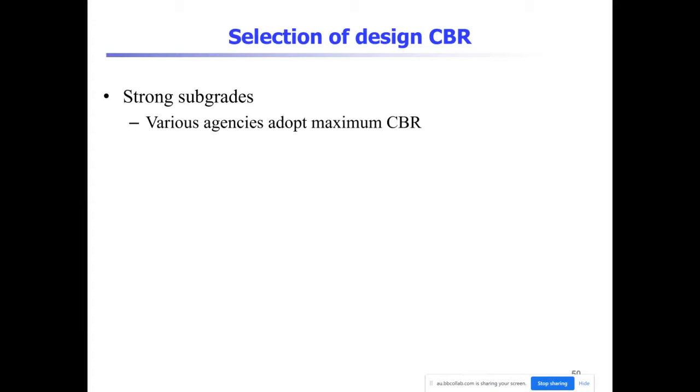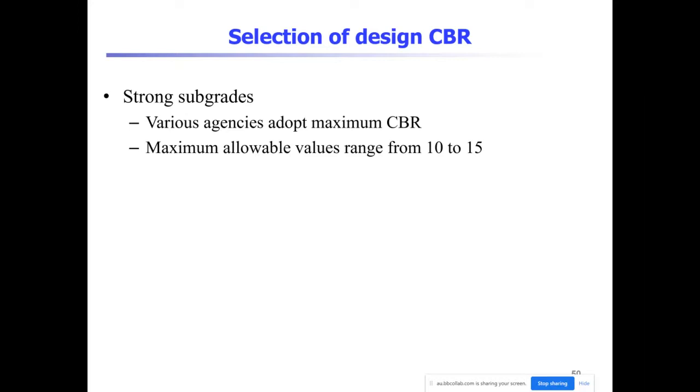Another hint is about the case that you have strong subgrades. So various agencies in practice adopt a maximum CBR. For example, you conduct a test and you derive CBR 40. Can I use that CBR 40 for my design? The answer is most of the time no. So there is a maximum, there is a cap for CBR. And that cap depends on the type of the soil that we are dealing with. Generally, the cap is defined, different agencies consider different values, but generally the range is between 10 to 15.